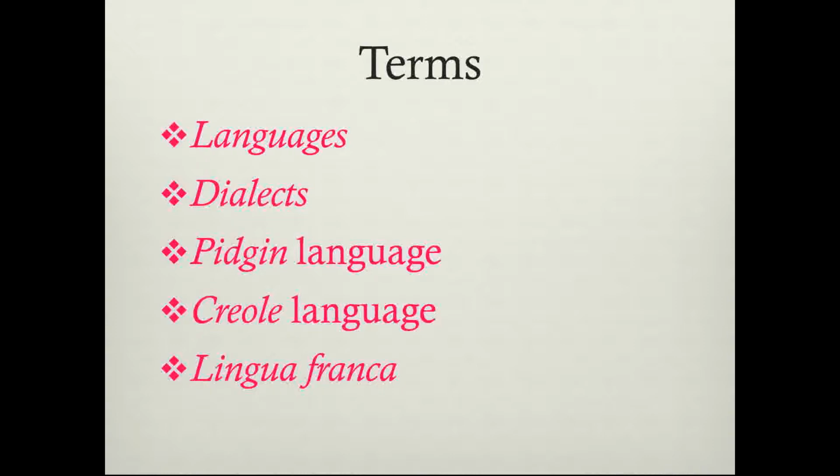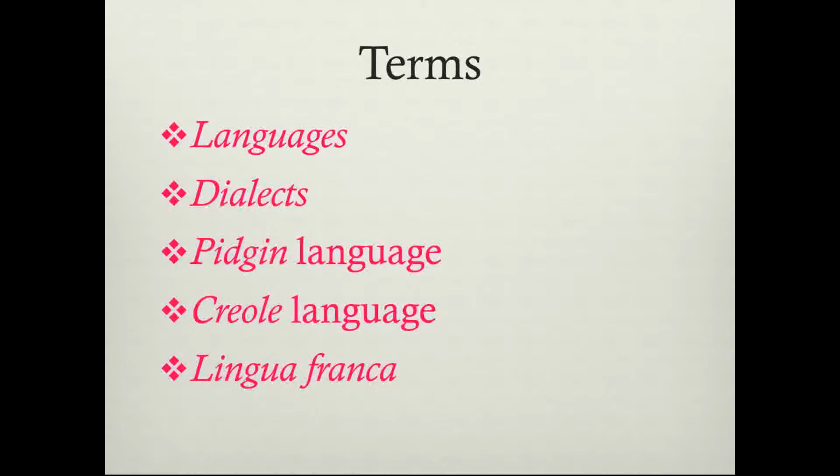A Creole language, then, is a pidgin language that has grown up, and it has become much more complex. It has become actually the mother tongue of a particular group of people, and it has developed complexity in grammatical structure, vocabulary, etc.